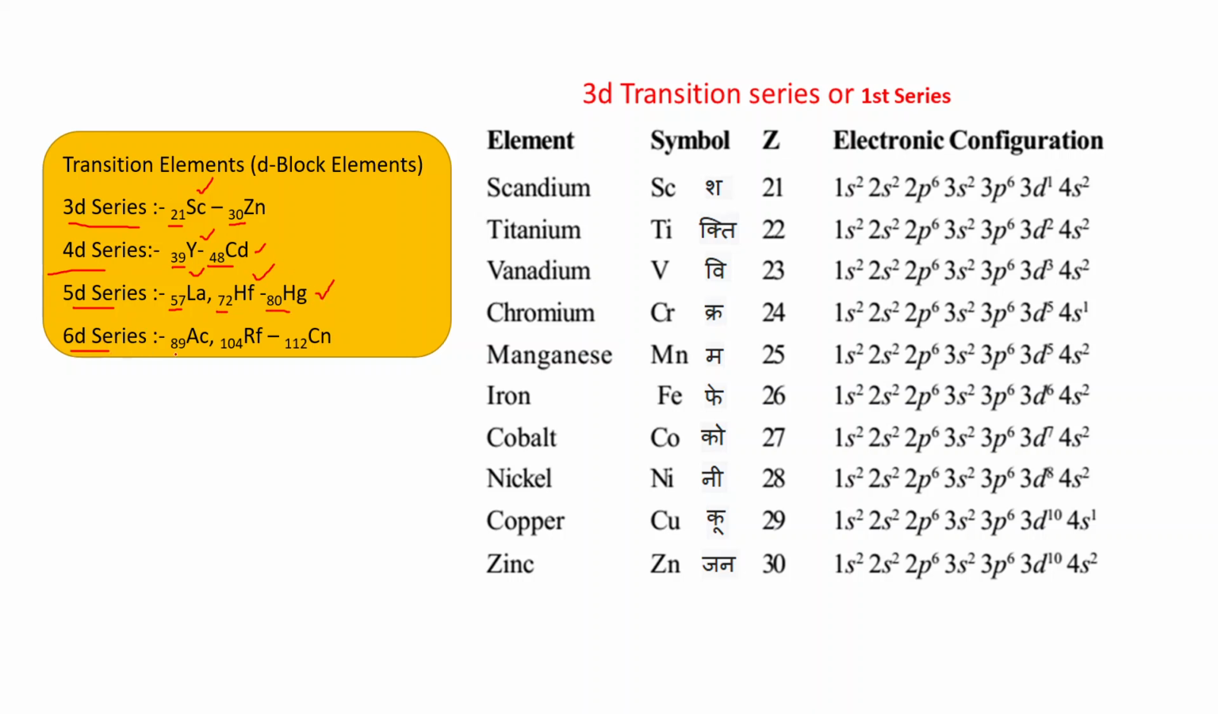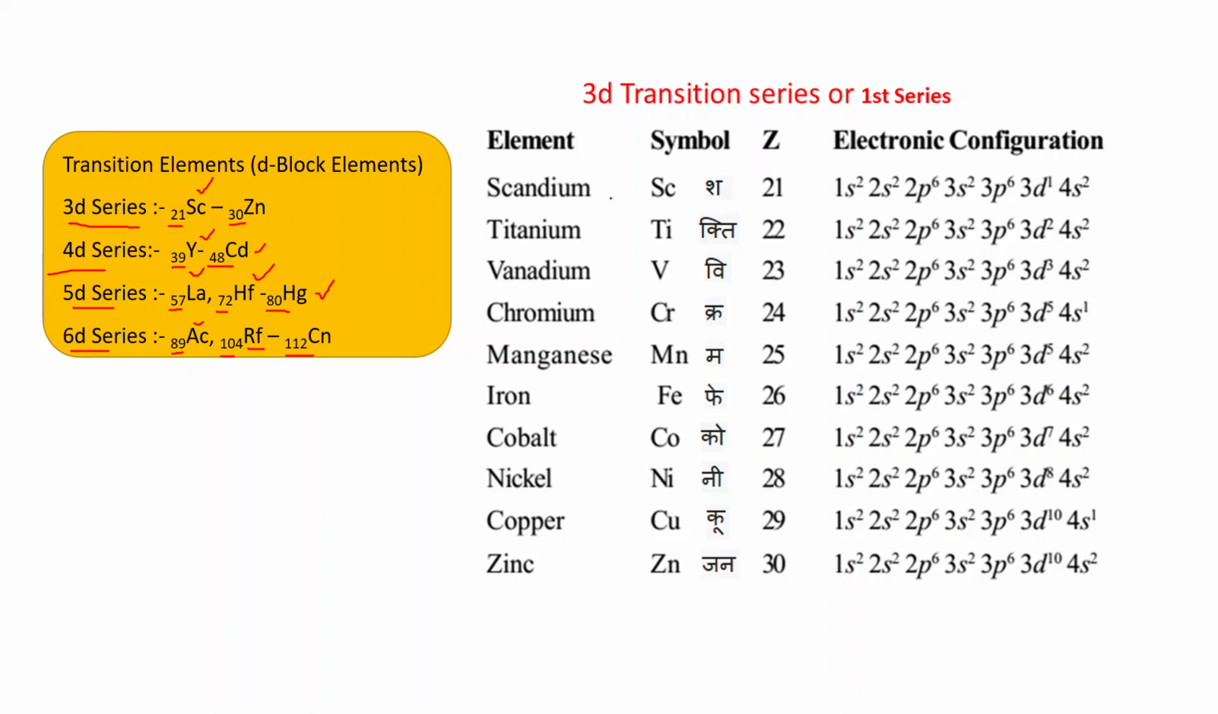6d series, atomic number 89 actinium, and after actinium again 14 elements belong to the actinoid series. Again these are the f block elements. And after that, rutherfordium atomic number 104 to copernicium 112. But the first series is more important. That's why try to memorize the name, symbol and atomic number of these elements.